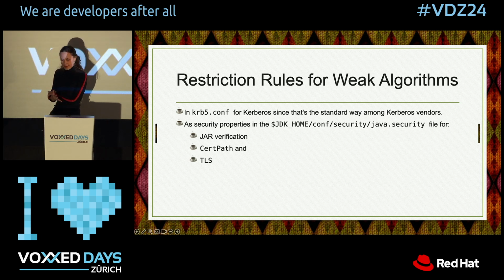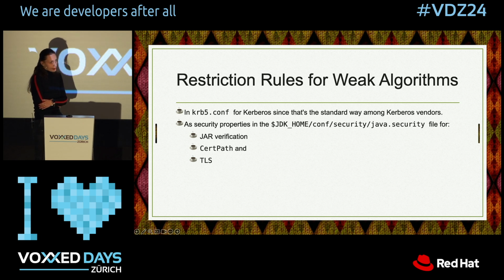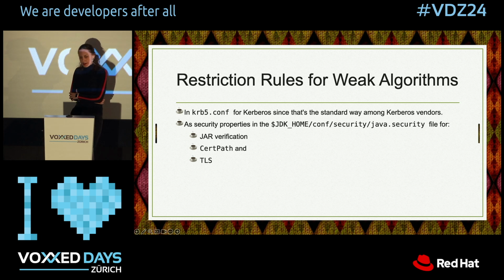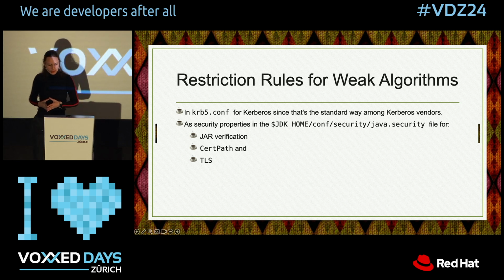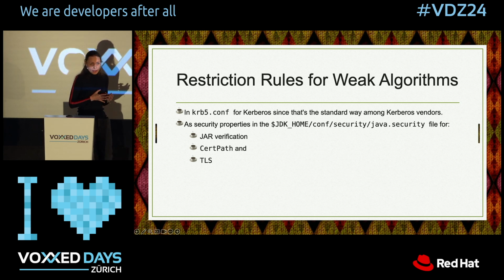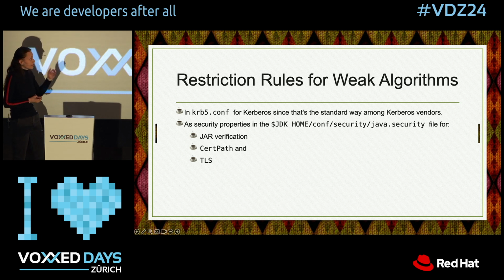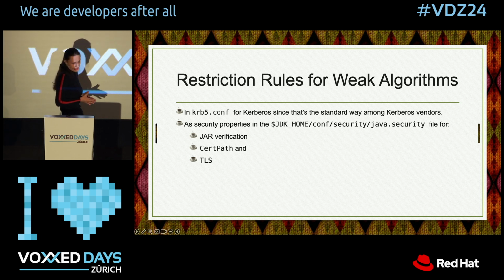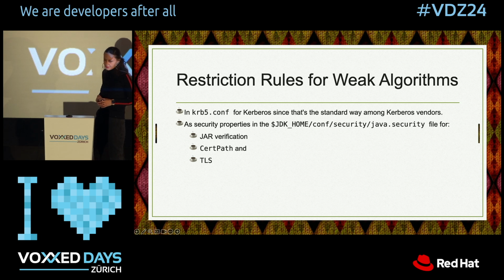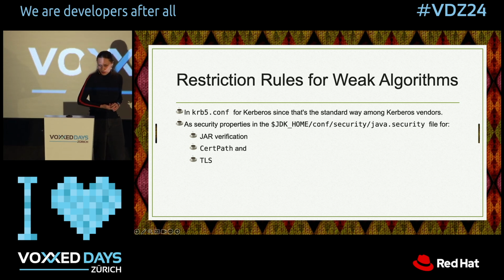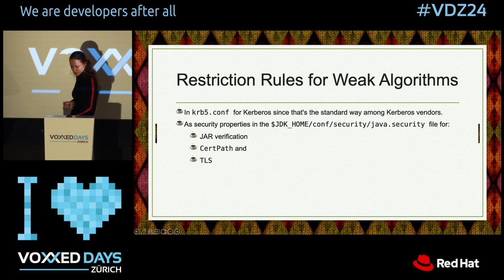Now, in the beginning, I mentioned that there's also Kerberos, and there are tools for working with Kerberos. Because Kerberos also works with different algorithms, it has some restriction rules for weak algorithms itself. But Kerberos doesn't take its configuration from the Java security file. Usually it's taken from the krb5.conf configuration file, and it is going to look over there for changes.